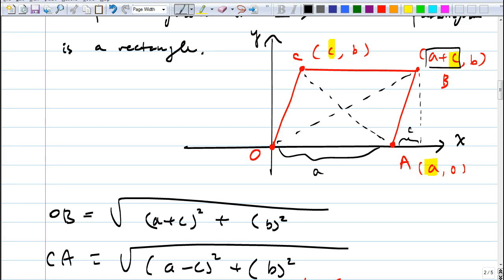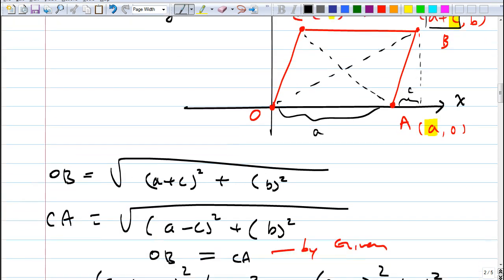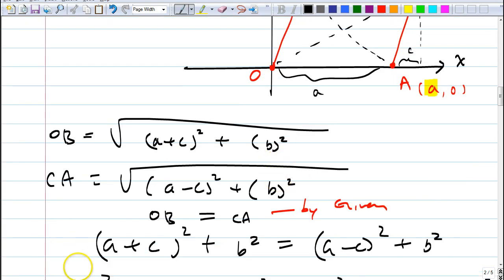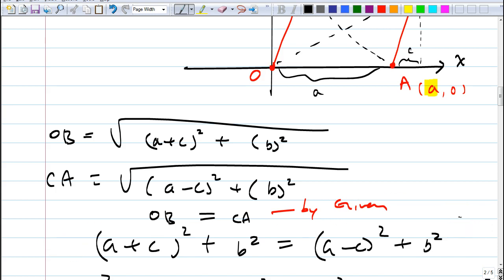From the given, what did they tell us? Look at what it says. Prove that if, here's the given, the diagonals of a parallelogram are congruent. That's given. It's our hypothesis, right? So we know these two are equal. So if they're equal, what do you know about the radicands of these two square roots? If OB is equal to CA, then the square root of this is equal to this, right? In order for these two square roots to be equal to each other, what's inside must be equal. Would you not agree?